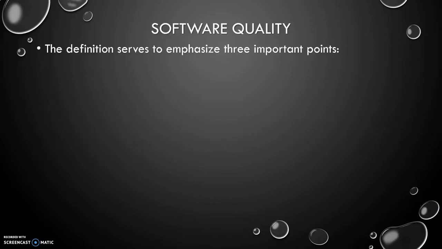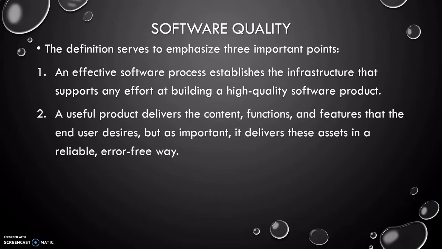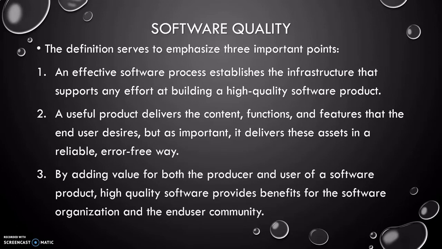Now the definition serves to emphasize three important points. First, an effective software process establishes the infrastructure that supports any effort at building a high quality software product. Second, a useful product delivers the content, functions, and features that the end user desires, but as important, it delivers these assets in a reliable, error-free way. Third, by adding value for both the producer and user of a software product, high-quality software provides benefits for the software organization and the end user community.